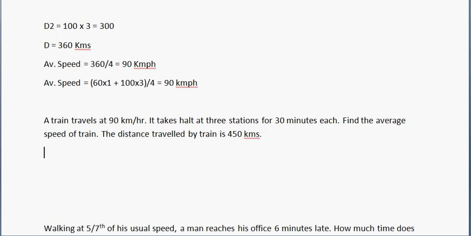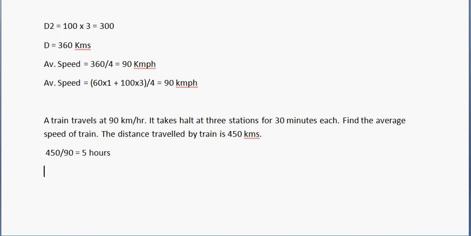Now let's say the train does not halt for any time. How much time would it take to cover this? It would take 450 by 90, which is equal to 5 hours. Now it's halting for 30 minutes in 3 stations, which is the total halt time of 1.5 hours. So instead of taking 5 hours, the train is taking 5 plus 1.5, which is equal to 6.5 hours.